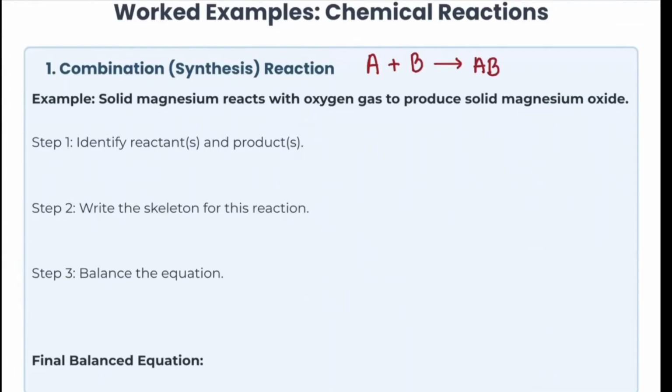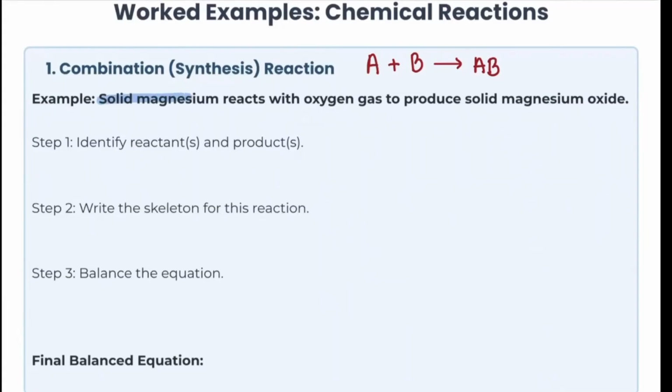Okay, so here's the word equation I got for you guys. We have solid magnesium reacts with oxygen gas to produce solid magnesium oxide. So step one is identifying your reactants, right, what you're starting with, and your products, what you're making.